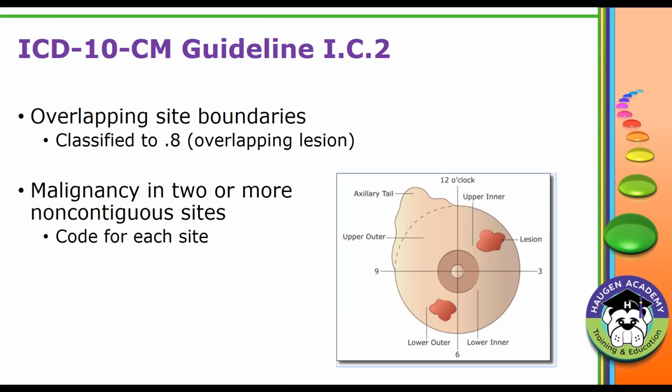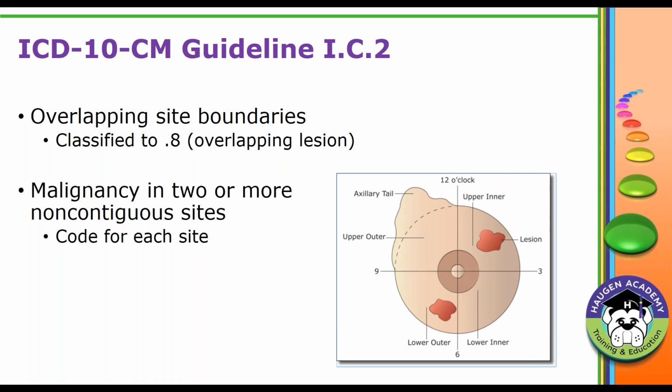And then we have many ICD-10-CM guidelines that help us code for cancer and specifically breast cancer as well. So we'll just run through some of the key guidelines. Sometimes we have primary malignant neoplasms that overlap 2 or more contiguous sites, and what that means is that the 2 sites are next to each other. Coding guideline 1.C.2, so this is chapter 2 guidelines, states that a primary malignant neoplasm with overlapping site boundaries should be classified to the subcategory .8 for overlapping lesion, unless the combination code is specifically indexed elsewhere.